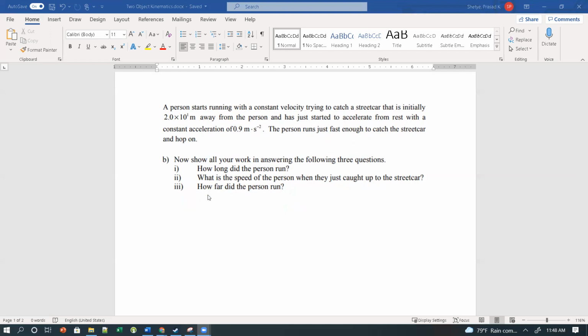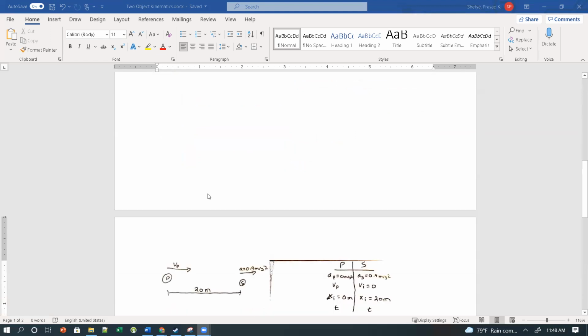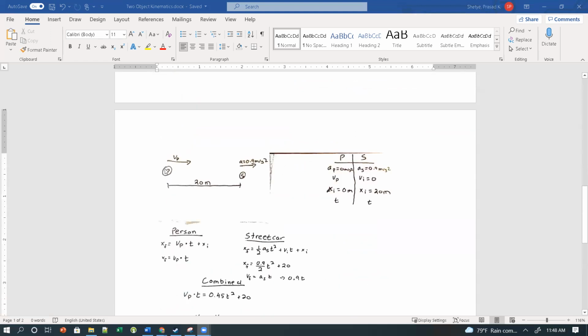So the first step you should always have for a kinematics problem is draw a visual. So that's what we've done here. We have one person, which is 20 meters away from a streetcar, and it has a velocity, which is unknown, but it's constant. We'll label that as VP. And the streetcar has a constant acceleration at 0.9 meters per second squared. And we also know the velocity and the acceleration are both in the same direction.